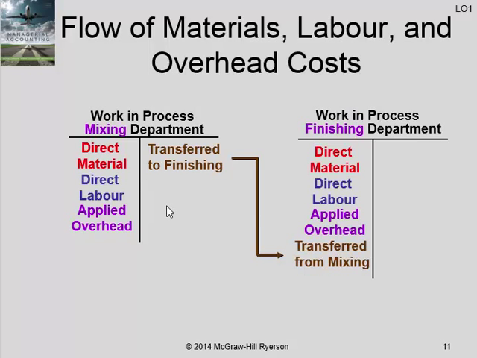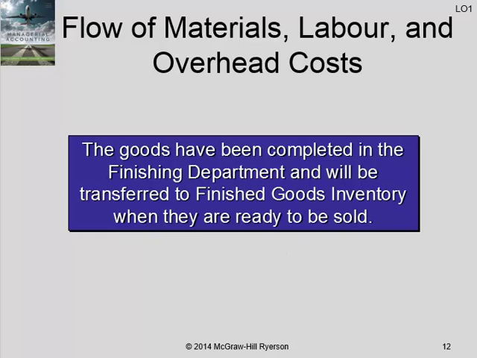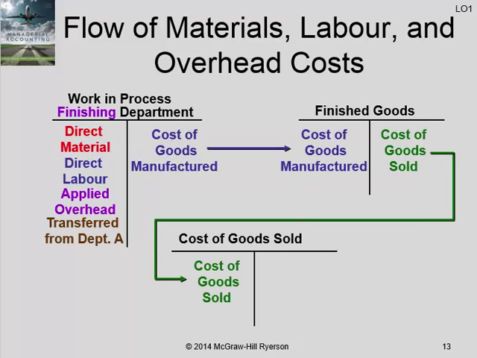Just at the end of the month, we look at what we have to transfer out of this one work in process department into the next, and then eventually out of the next one and into finished goods, and so on. That's how the flow of costs will happen, and then ultimately out of finished goods into cost of goods sold once they get sold. Okay, so there's the flow of costs.